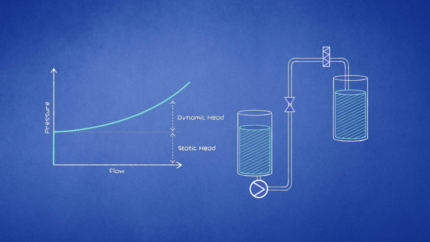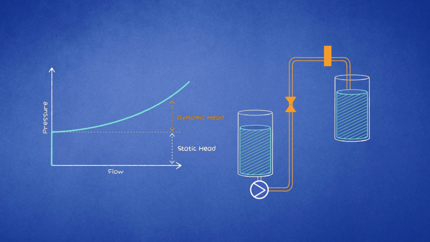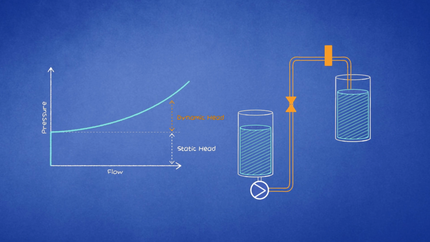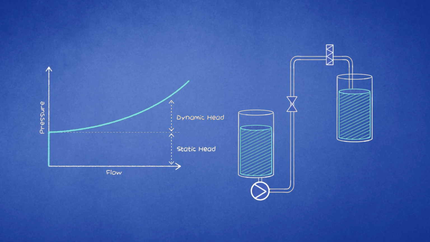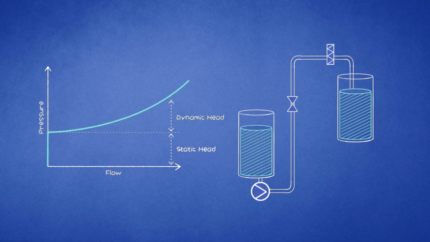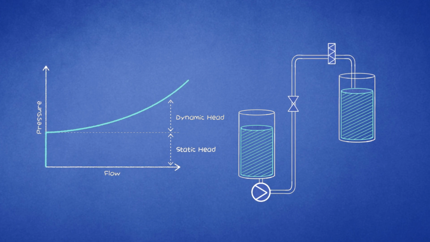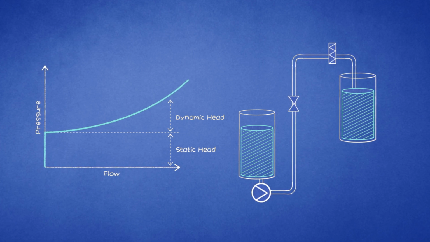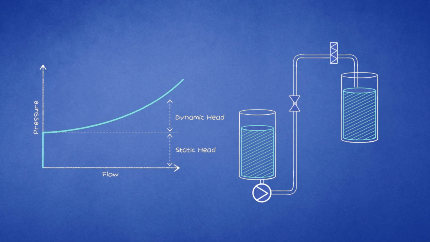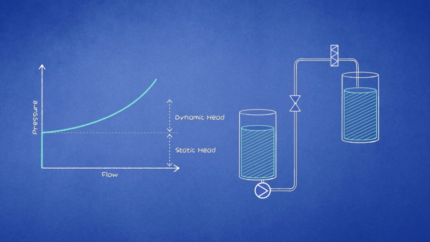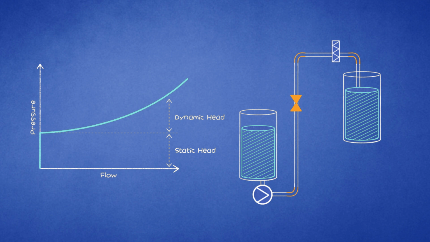system head curve. Dynamic head, also known as friction head or friction loss, is the required pressure to overcome flow resistance. As the flow rate increases, there is a corresponding rise in system head. Dynamic head is influenced by elements in the hydraulic setup such as tubing length, tubing diameter, and further restrictions such as bends, valves, or filters.